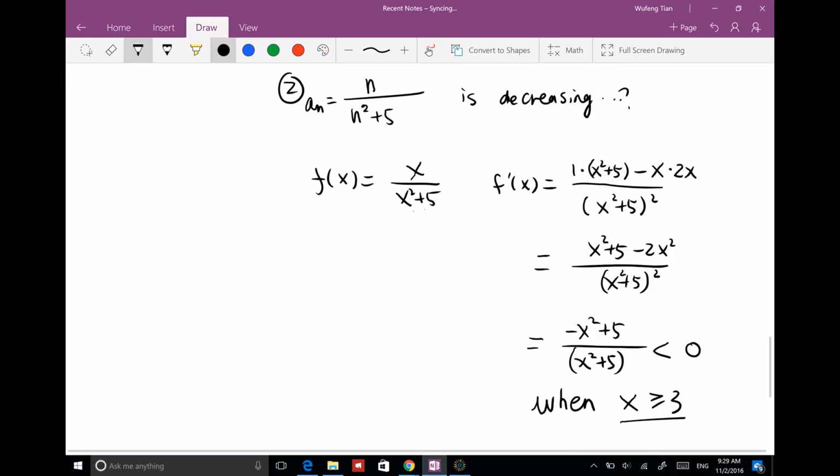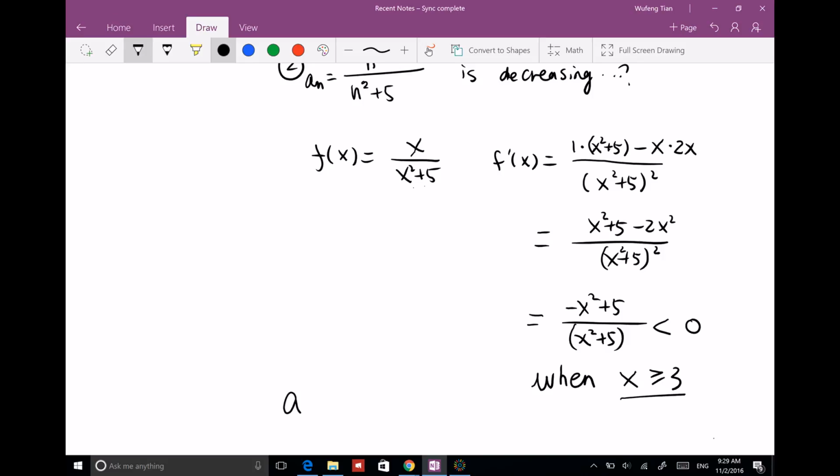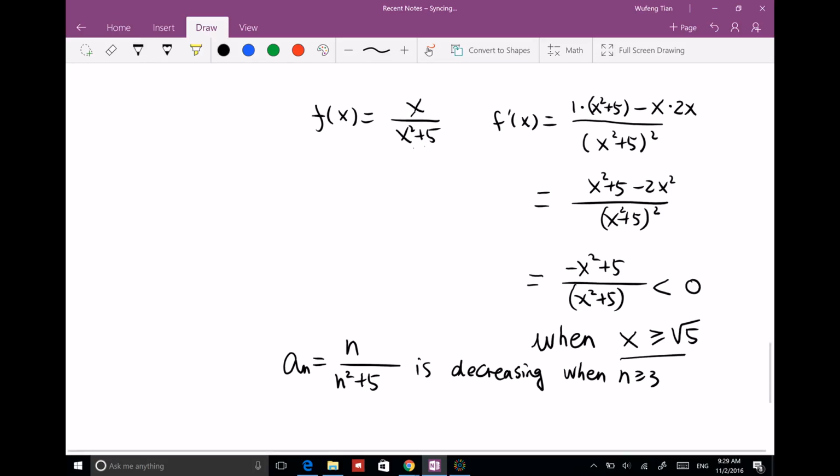So which means n over n squared plus 5 is decreasing when n is bigger than or equal to 3, since the function is decreasing when x is bigger than or equal to square root of 5. Actually, you can do square root of 5 or 3, it doesn't matter, whichever you want to choose. But we know that an is decreasing when n is bigger than or equal to 3. We get an is bigger than an plus 1.